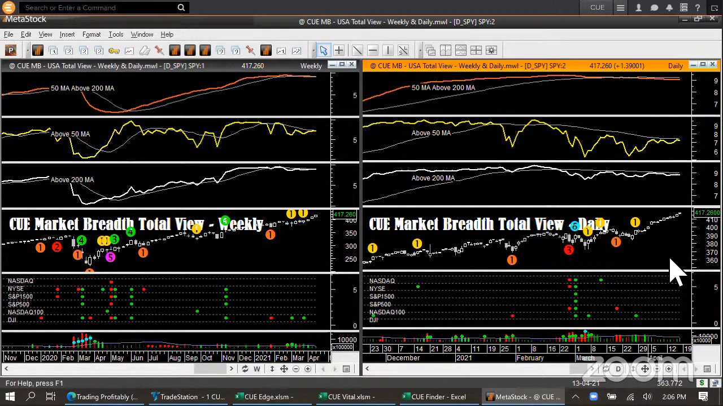USA market, if we look at the ETFs, other than IWM, small caps, all the other market ETFs are bullish. Made new all-time highs this week. When we look at the bucket analysis, it is bullish, getting overbought, but there is no sign of extreme move yet.